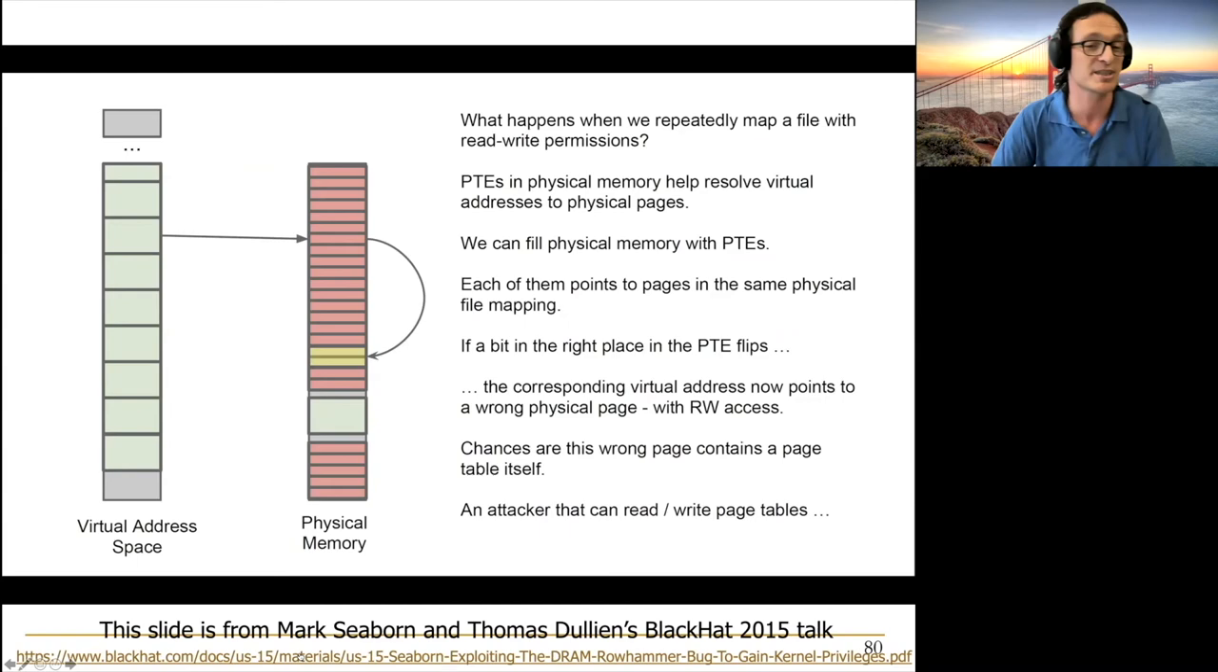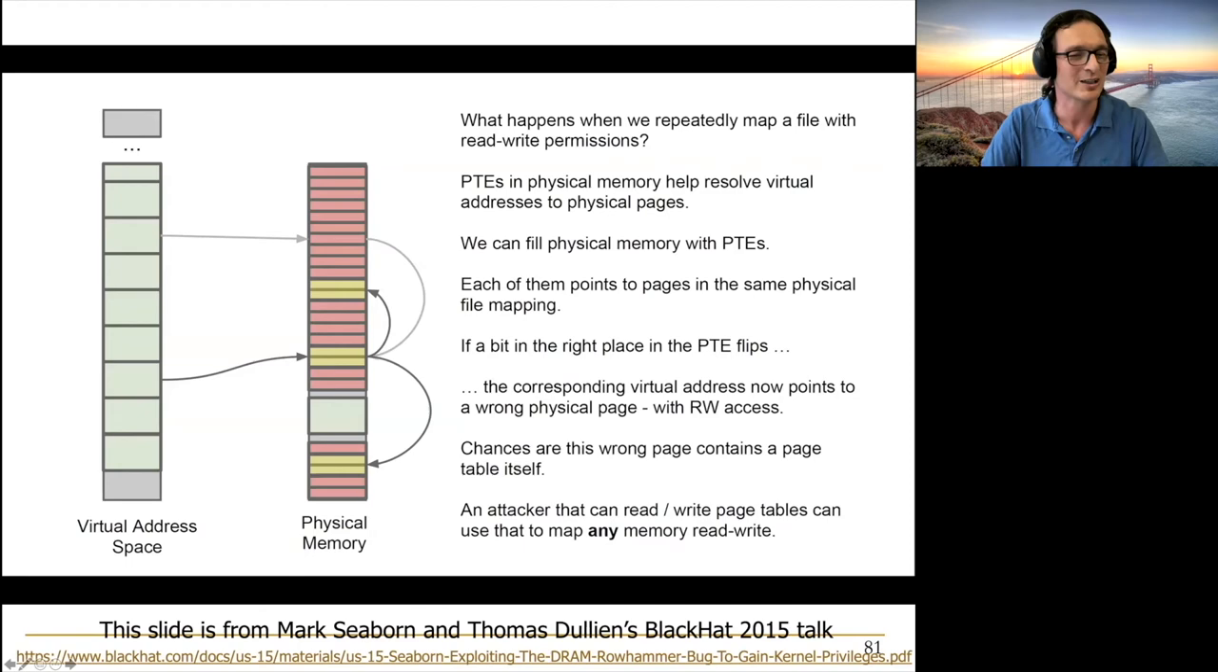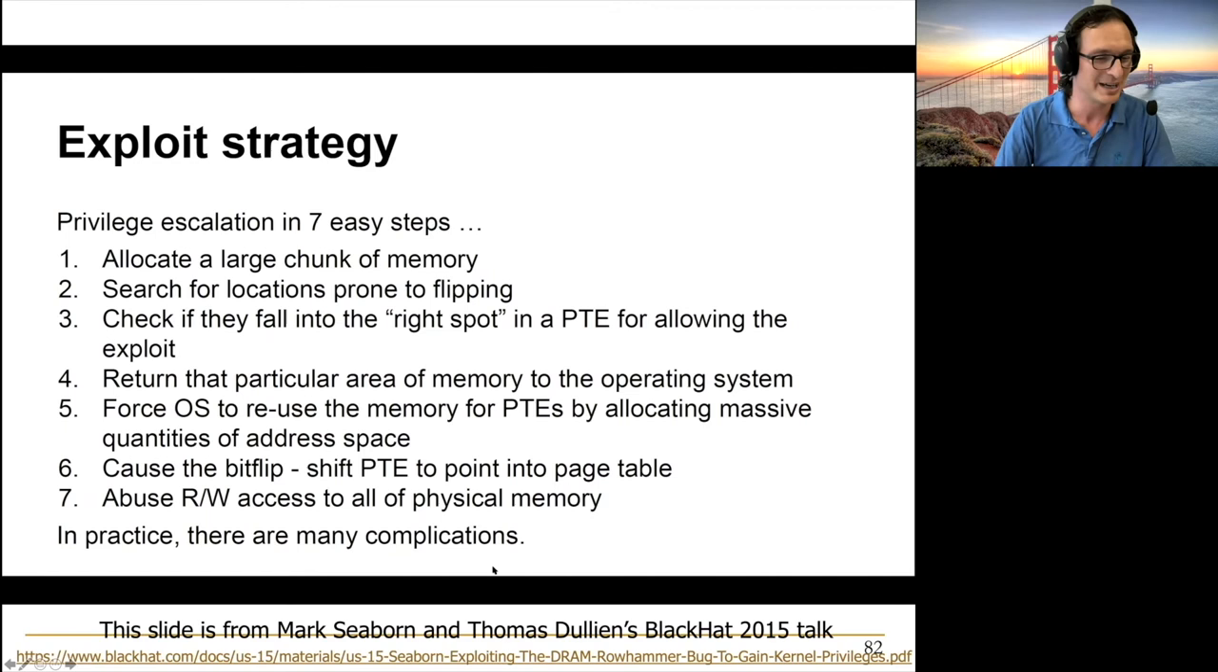That's the idea, basically. And this is their exploit strategy, as I've given you. Now you understand how virtual memory works. You understand how bit flips work. As a result, you know how this works, probably, right? Of course, it's security engineering. In practice, there are many complications, as you can see at the bottom. But you allocate a large chunk of physical memory, memory in general. Search for locations prone to flipping first. Check if they fall into the right spot in a PTE for allowing the exploit, because you need to be able to flip the right bits in the PTE. So you need to template the memory to figure out what parts of your memory are actually vulnerable to these sorts of bit flips.